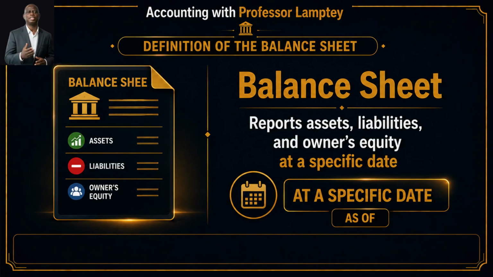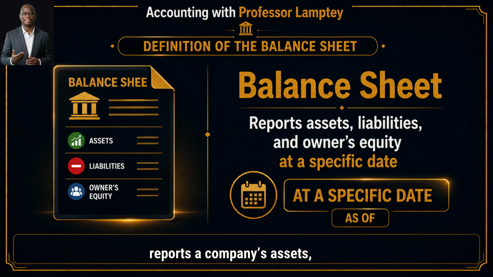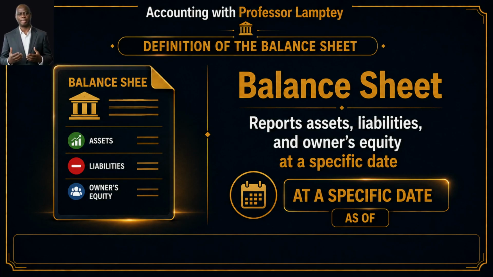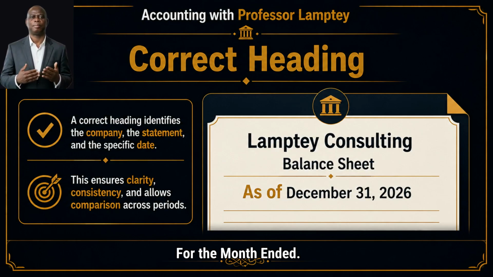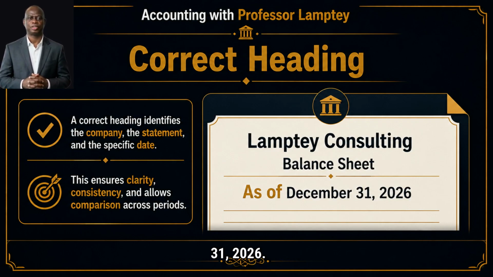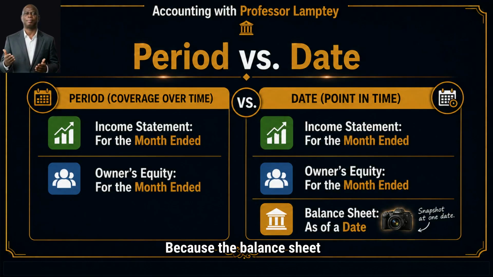Let's begin. The balance sheet is a financial statement that reports a company's assets, liabilities, and owner's equity at a specific date. The key phrase is at a specific date, or on the statement itself, you will usually see the words as of. For example, as of December 31st, 2026. That wording matters. The income statement says for the month ended. The statement of owner's equity also says for the month ended, but the balance sheet says as of December 31st, 2026. Why? Because the balance sheet is not measuring activity over time. It is showing the financial position of the business on one date.